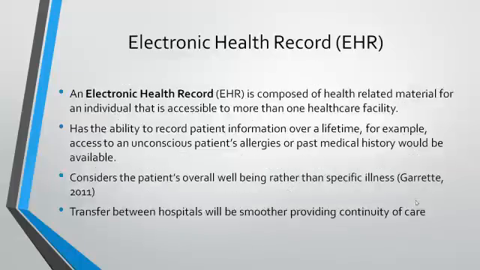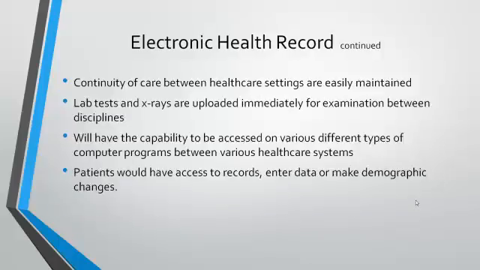The electronic health record is composed of health-related material for an individual that is accessible to more than one healthcare facility, has the ability to record patient information over a lifetime, and considers the patient's overall well-being rather than a specific illness. Transfer between hospitals will be smoother, providing continuity of care. The continuity of care between healthcare settings is easily maintained. Lab tests and x-rays are uploaded immediately for examination between the disciplines. It will have the capability to be accessed on various types of computer programs between various healthcare systems. Patients would have access to records, enter data, and make demographic changes.